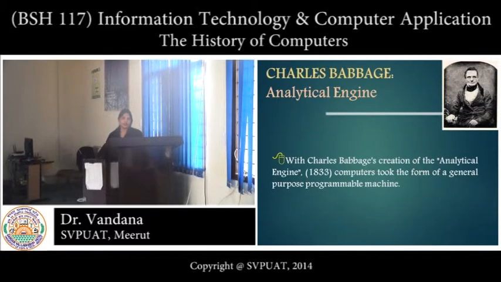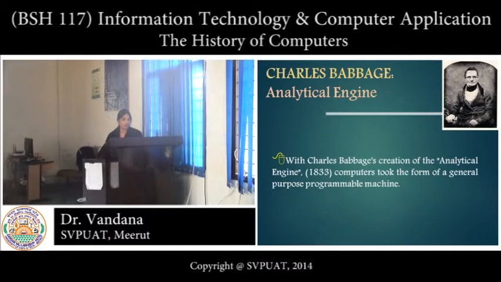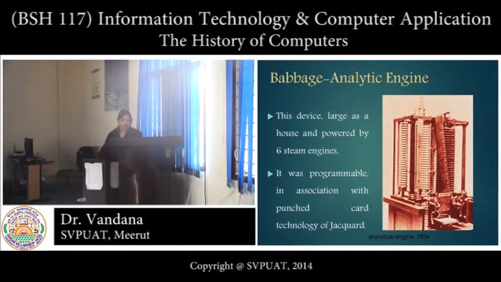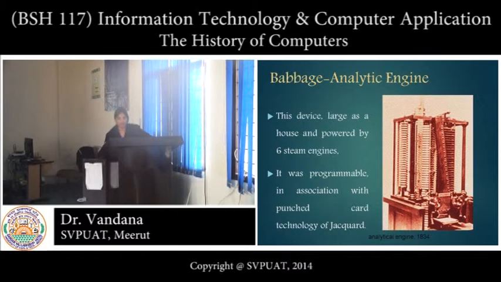After the development of the differential engine, which was an unsuccessful project obviously, Charles Babbage decided to build a new machine with the name analytical engine. This analytical engine can be considered as the founding stone for today's general purpose programmable machine. This device, again, was large as a house and powered by 6 steam engines. The interesting characteristic of this machine was that it was programmable in association with the punch card technology of Jacquard, which we have discussed just now.